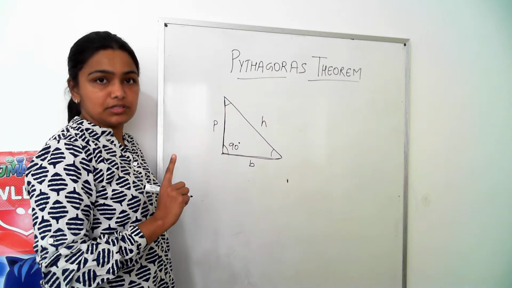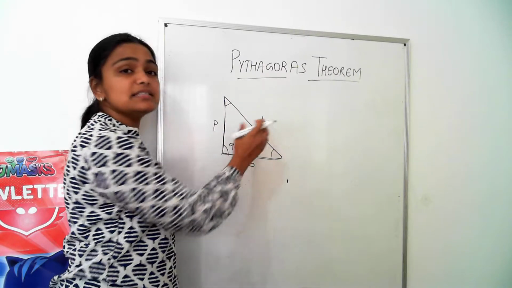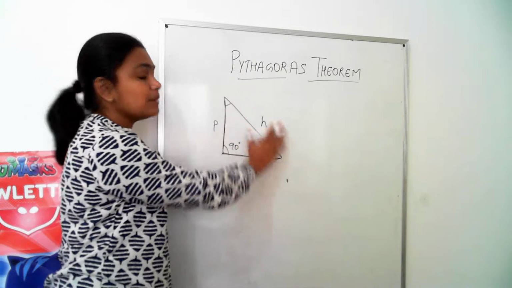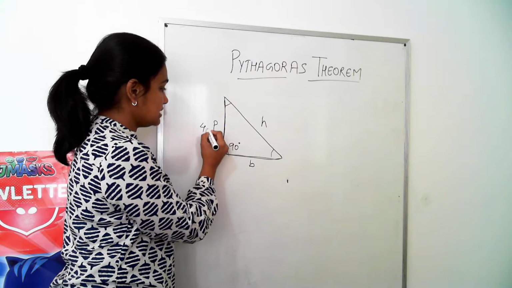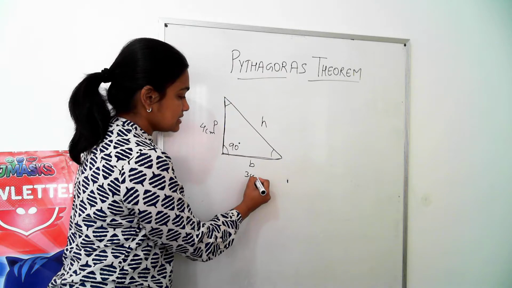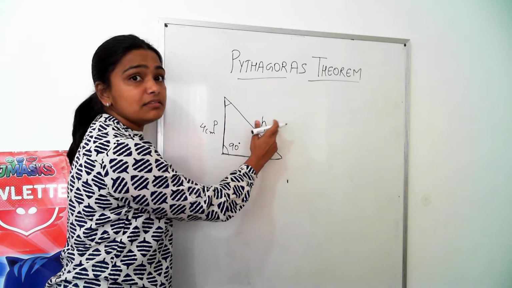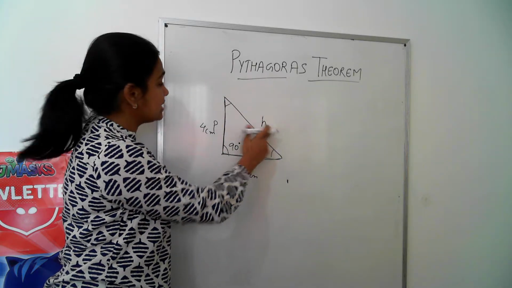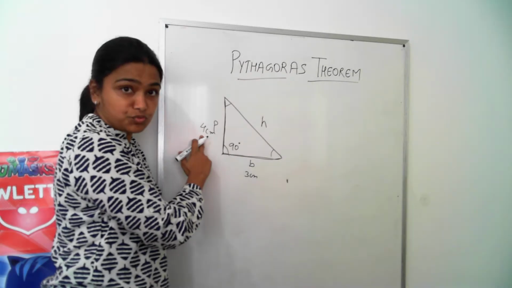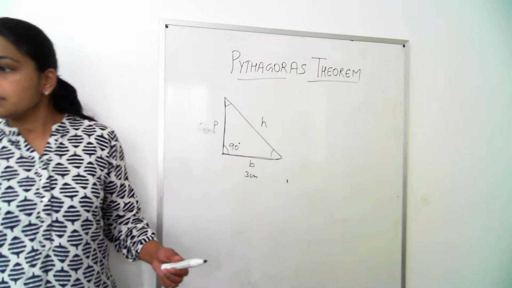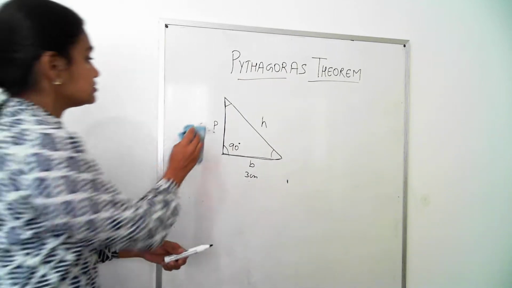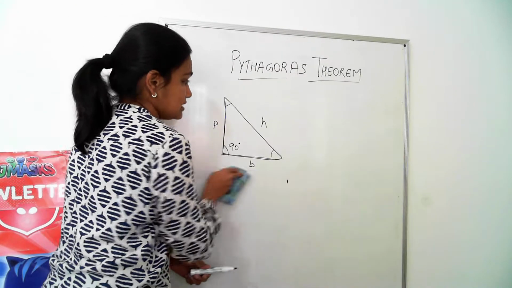One thing very important to remember: hypotenuse is the longest side among all the three sides. So for example, if this is 4 centimeter, this is 3 centimeter, it can never be 3 or 2 or 1. It has to be greater than 4, because the hypotenuse is the longest side.